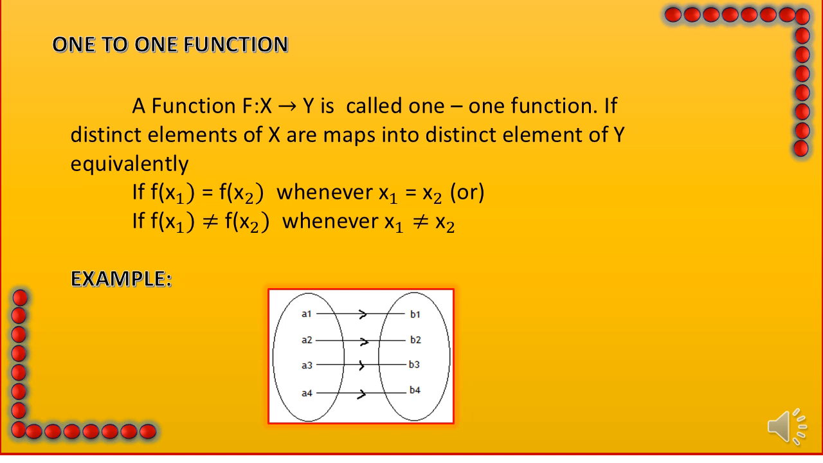Example, the definition of one-to-one: distinct elements of X are mapped into distinct elements of Y. First is A and second one is B. A1 is mapped into B1, A2 into B2, A3 into B3, A4 into B4. Here the distinct elements of A are mapped into distinct elements of B.